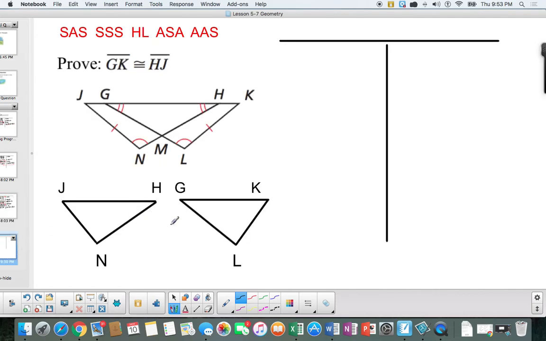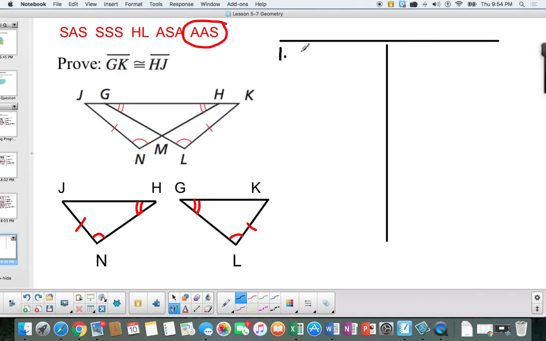All right, let's take a look at another one. The picture's a little complicated, so to help you out, I actually took JHN and separated it from GKL, but I'll go ahead and put the marks. I'll put the 2 tick marks here, and over here I'll put the 2 tick marks here, and then KL and JN and angle N and angle L. When I separate the triangles, then I can see the answer. Here's the plan. It was not the proof that was hard, but the picture.